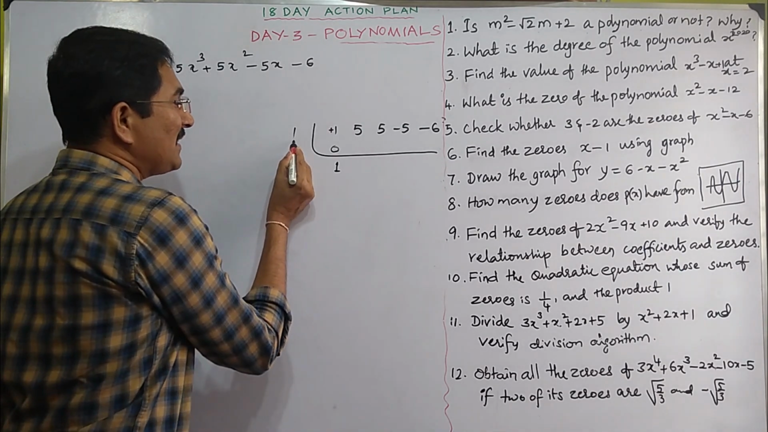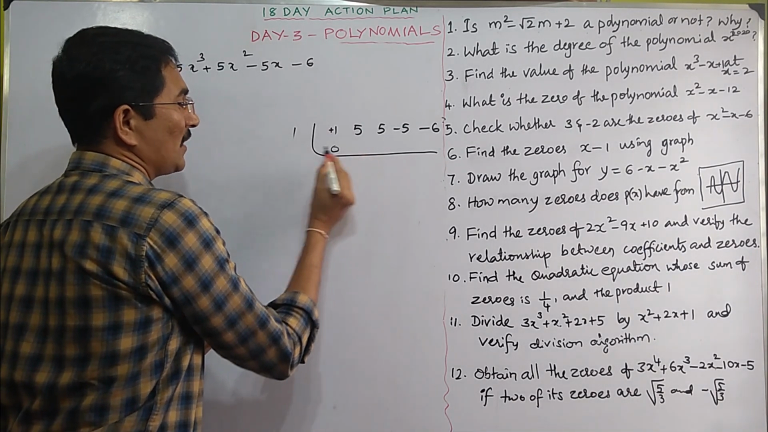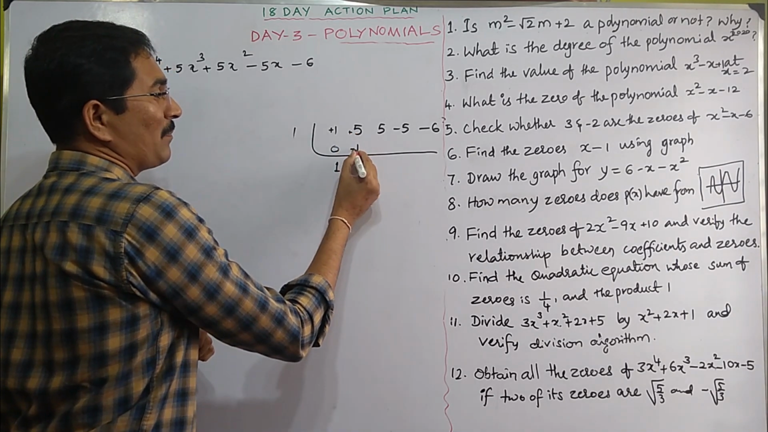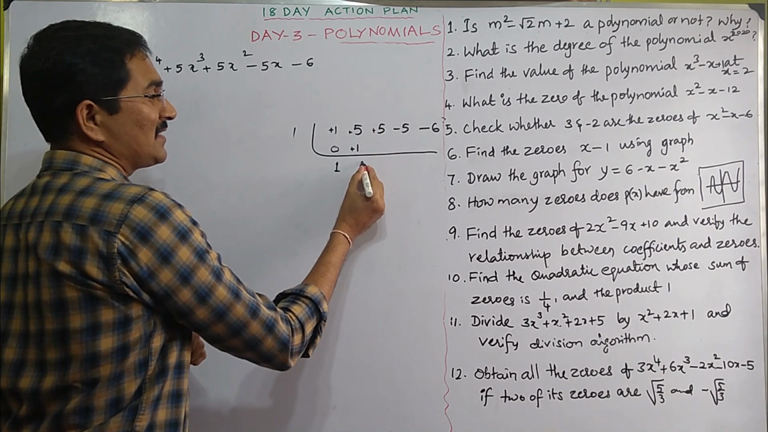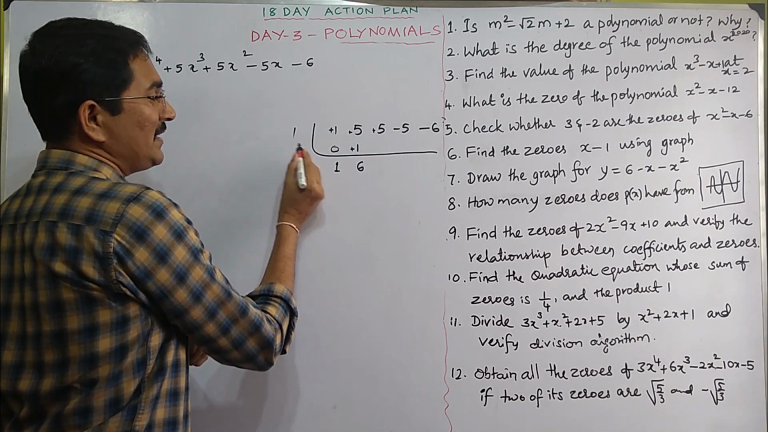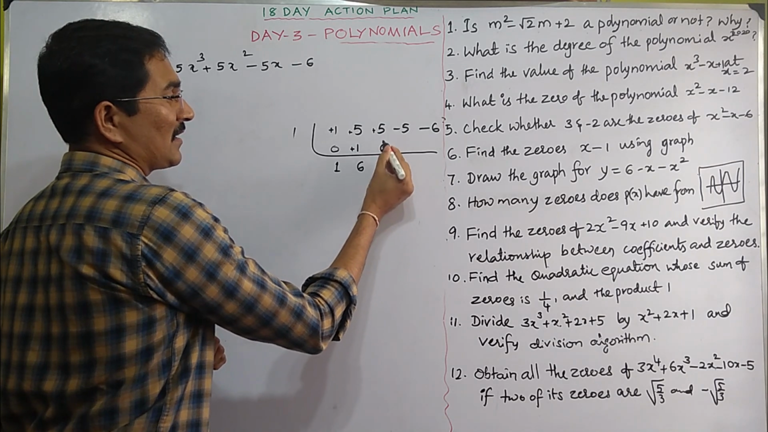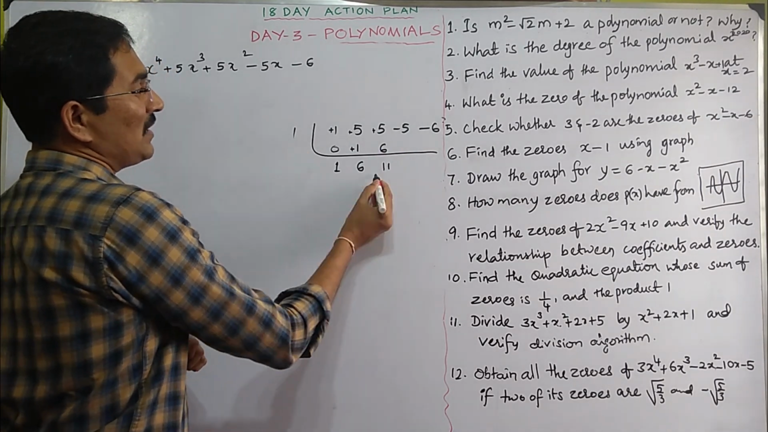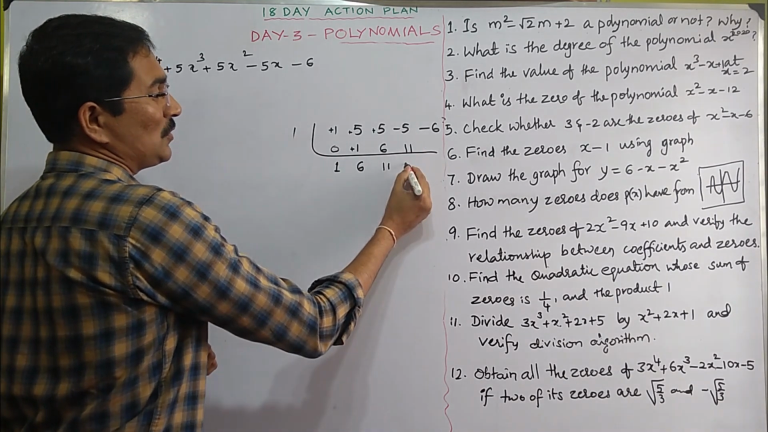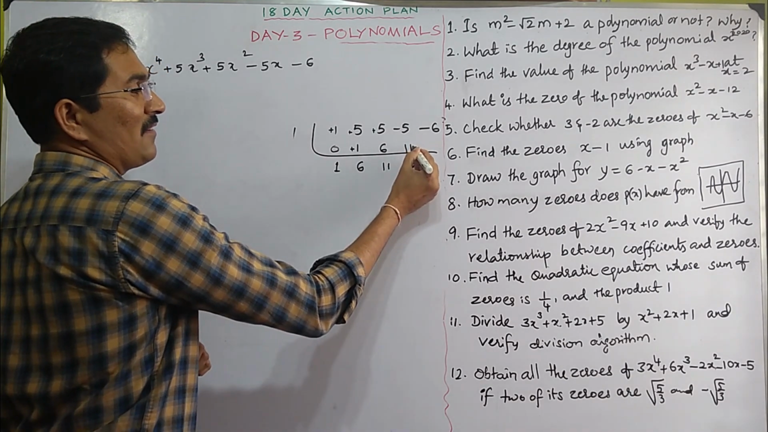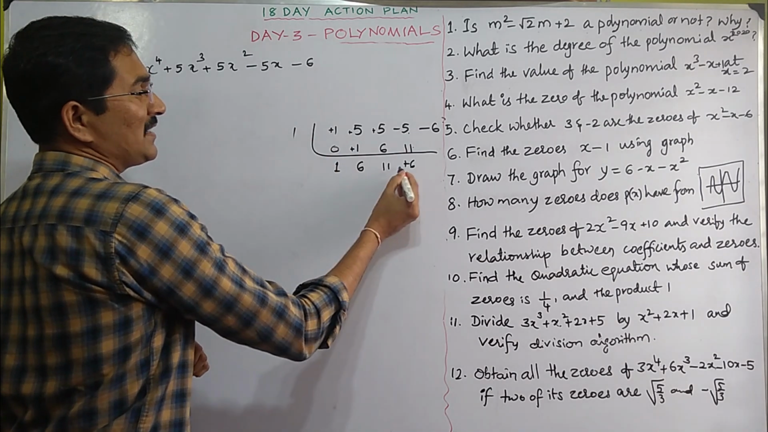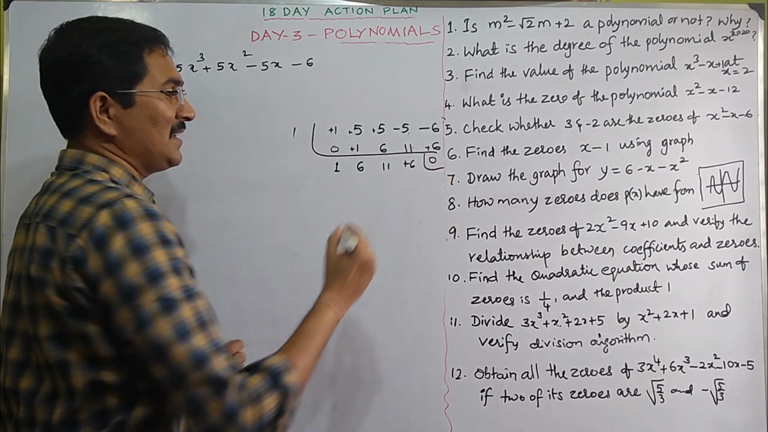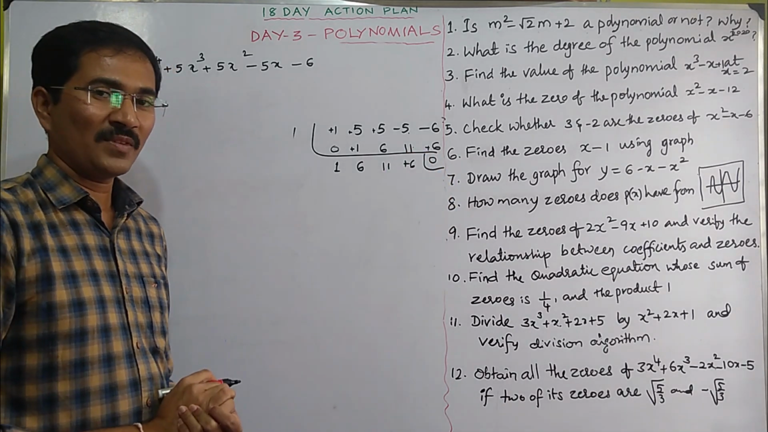Now multiply this and this, and put what you get here. 1 into 1 is 1. Now this is plus 1 and this is plus 1. So this makes it 6. Now do it again. 1 into 6 is 6 here. So 5 and 6 make it 11. Now 1 into 11 is 11. Here it gives you plus 6. 11 minus 5 is 6. 1 into 6 is 6. Now minus 6 plus 6 go away. Finally this is the answer.